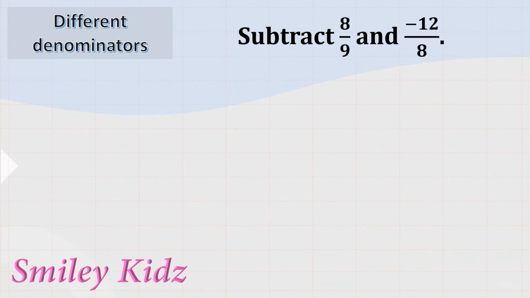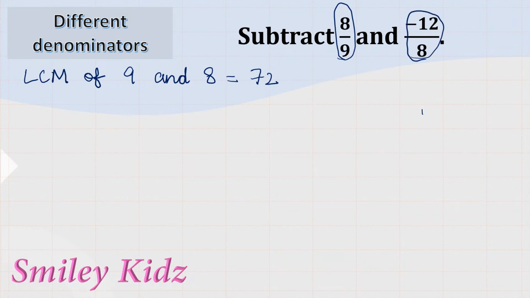Now let's see another example on different denominators. Subtract 8 by 9 and minus 12 by 8. So first we'll be taking the LCM of 9 and 8, which will be equal to 72. Now let's convert these two rational numbers into their equivalent rational numbers. 8 by 9 is equal to 8 by 9 multiplied by 8 by 8, which is equal to 64 by 72.